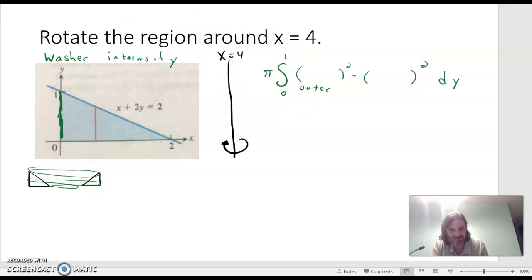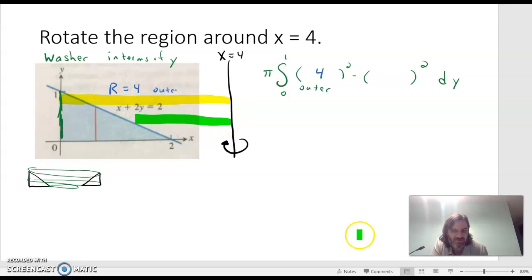Now, from where this axis of rotation is, all the way to the outer is 4 away. So we're at x equals 4, and it goes all the way back to the y-axis. So this R, the big R, is 4. That's the outer. Okay, that's pretty easy. Now the inner goes to the sloped line there, x plus 2y equals 2. But that doesn't necessarily mean that that's what we want here. So the little r, that's the inner.